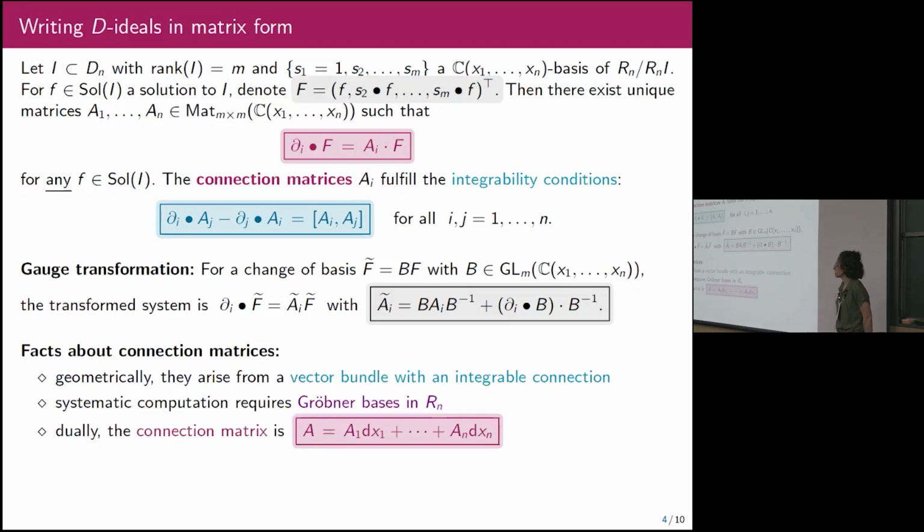Yeah, geometrically, these matrices really arise from a vector bundle with an integrable or flat connection after choosing a basis. And to compute them systematically, we will use Gröbner bases in the rational Weil algebra.